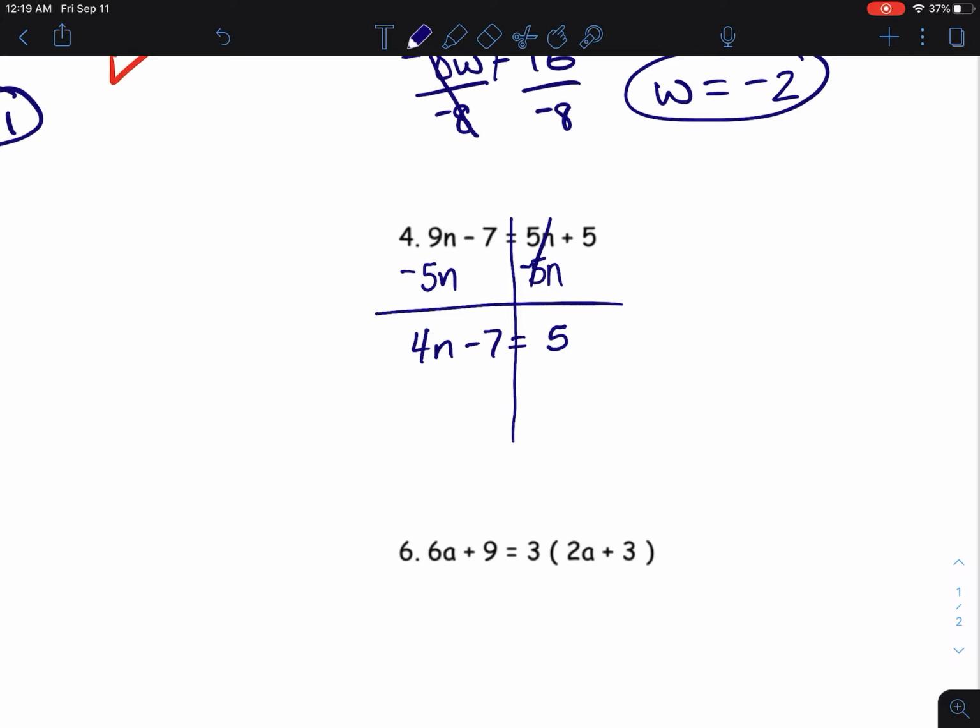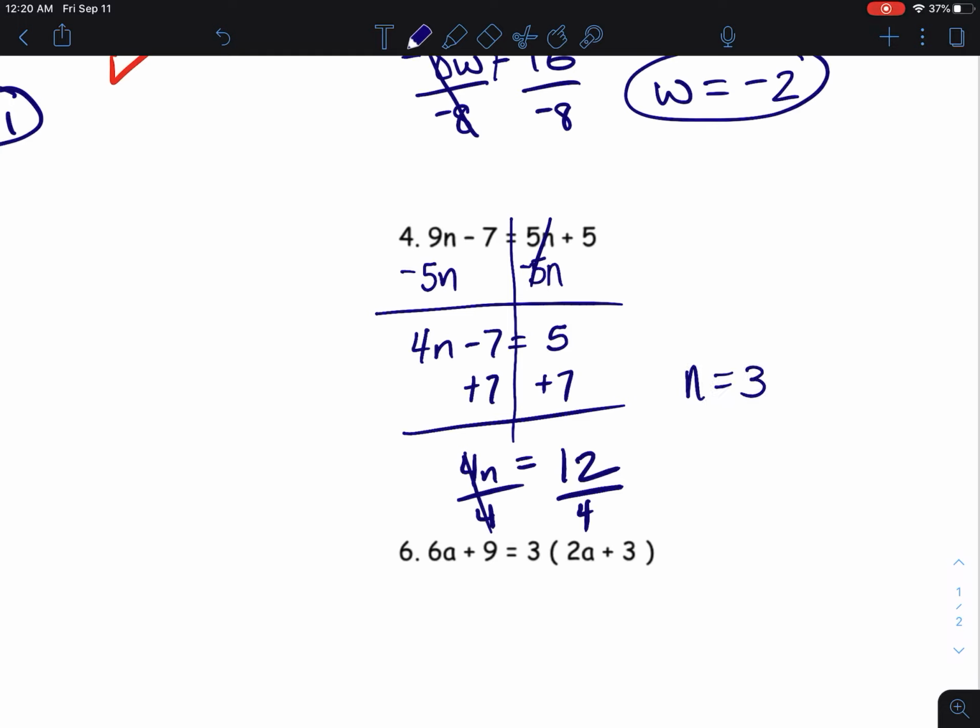9 minus 5 is going to be 4. Then I have this minus 7 that I want to get over to the other side. If I want to undo that, I'm going to add 7. And then 7 plus 5 is 12. 4 and n are multiplying, so we're going to divide by 4. And we'll get n equals 3.